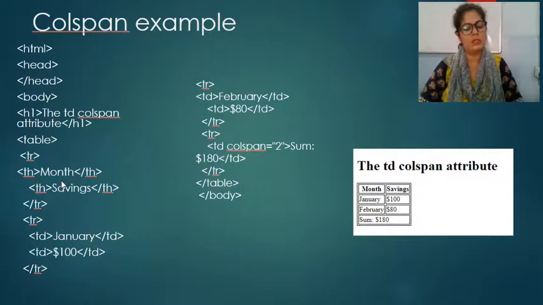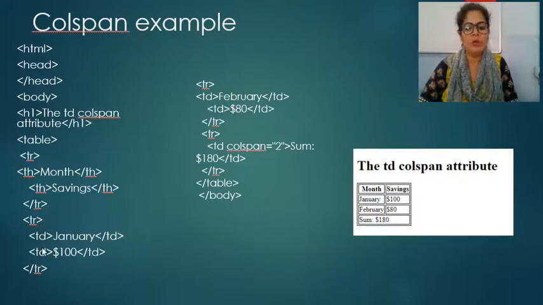Two values means it will create two cells. So that's why in the table in the first row there are two cells, month and saving, and tr close. It will end the first row. Now if you have to start with the second row, you again have to use tr tag. Tr tag indicates the starting of the second row.